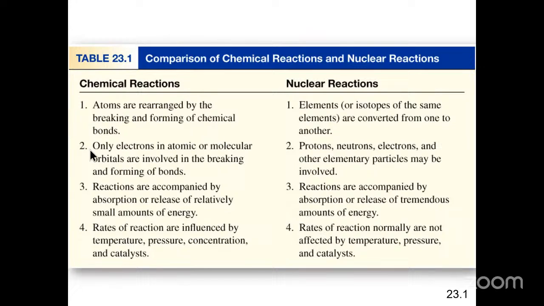The second difference I just mentioned earlier actually is that only the electrons in the atomic or molecular orbitals are involved in the breaking and forming of bonds. But in the case of nuclear reactions, the protons, the neutrons, and electrons, and other elementary particles may be involved, all right? The third one is a very important difference. And this has implications, especially when it comes to meeting energy needs of our current society.